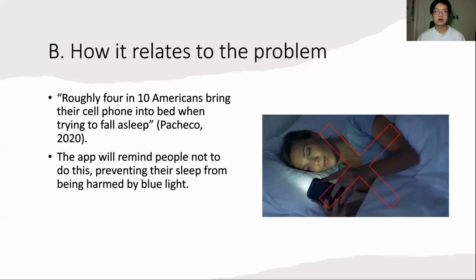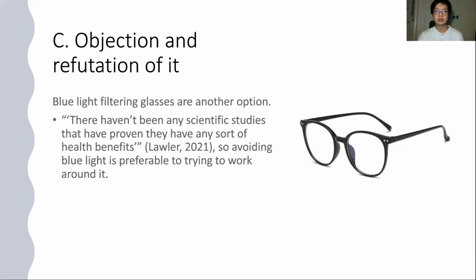How this relates to the problem. Roughly 4 in 10 Americans bring their cell phone into bed when trying to fall asleep, Pacheco 2020. So a lot of people bring their phones with them, exposing themselves to blue light, which maybe they don't even know is a problem. What this app will do is not only inform you about the problem, but it'll also remind people not to bring their phones into bed with them and use their screens before bed, which prevents their sleep from being harmed by blue light.